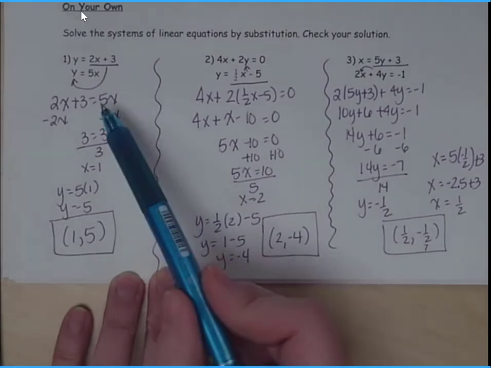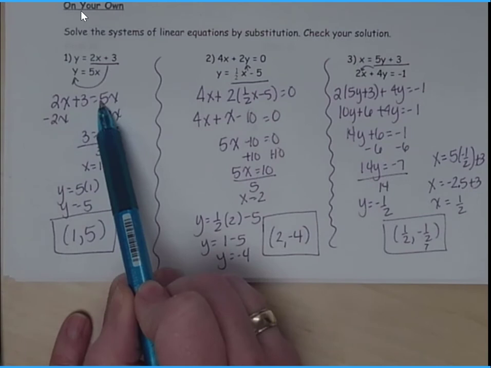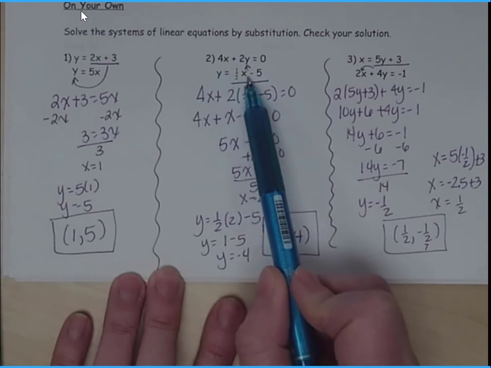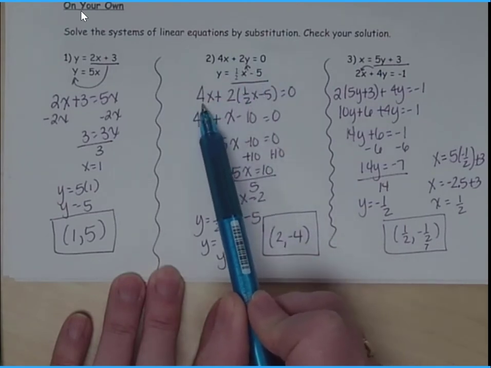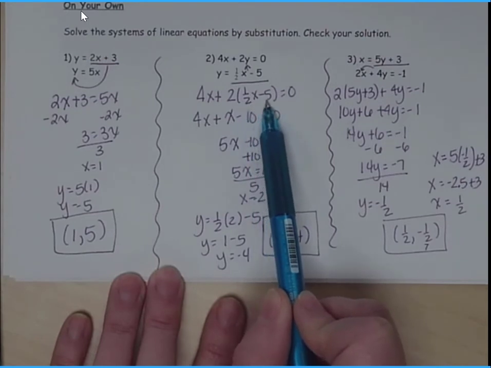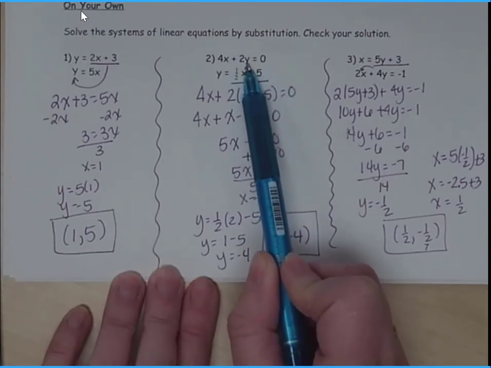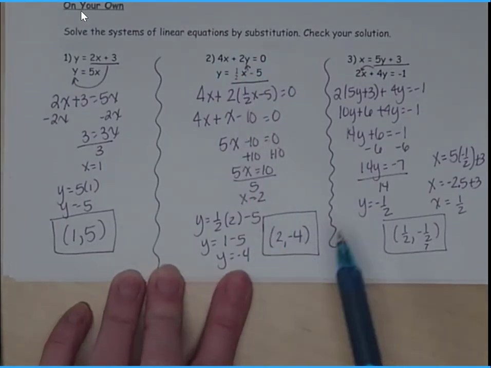Well, if I take a look at the first one, I replaced 2x plus 3 with y. So we had 2x plus 3 equals 5x. Solved and ended up with 1, 5. For 2, I replaced 1/2 x minus 5 with this y right here. So I ended up with 4x plus 2 times the quantity 1/2 x minus 5 equals 0. So I'm just substituting here. Ended up with a final answer of 2, negative 4.